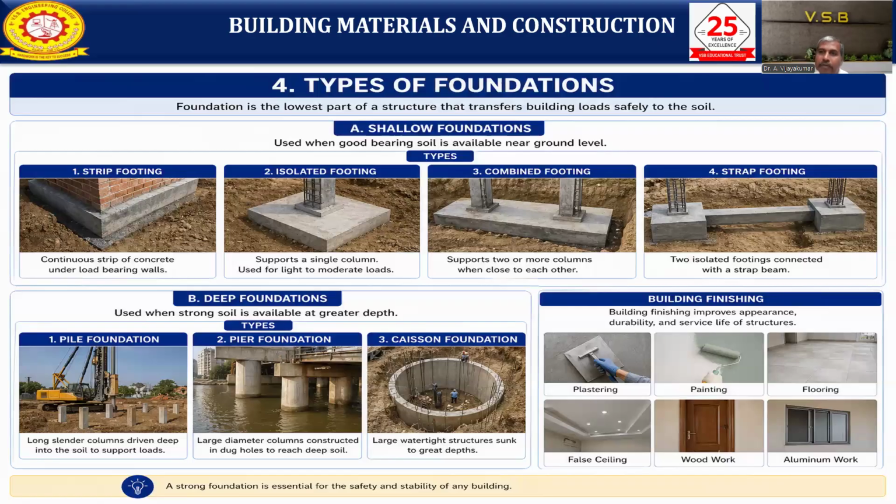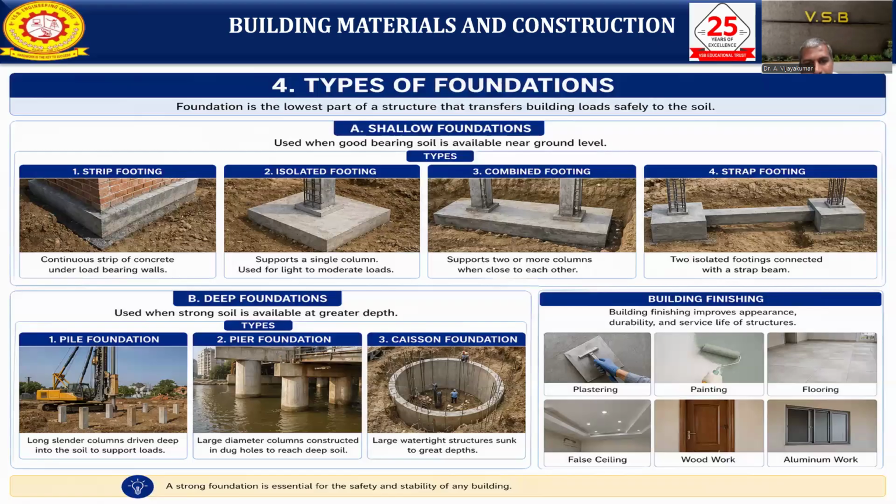Under the load bearing walls, we are going to start with the strap footing. Above that, we start with the brick masonry structure. Isolated footing supports a single column, used for light to moderate loads. It is commonly used by people for the isolated footing.